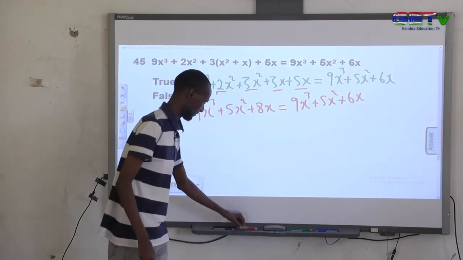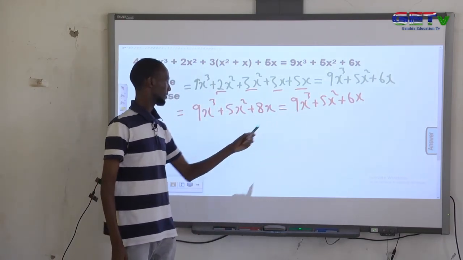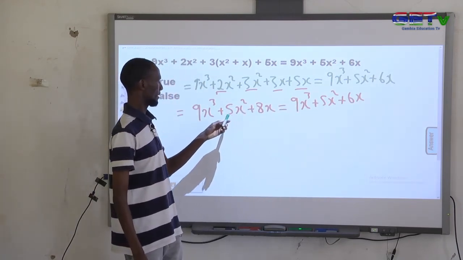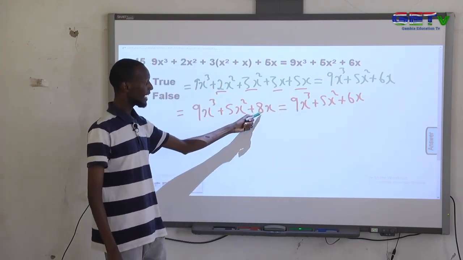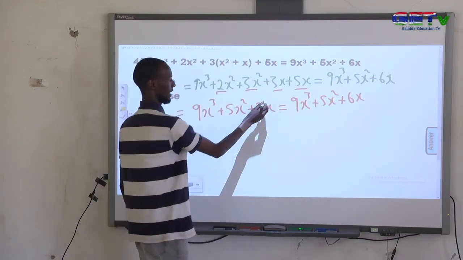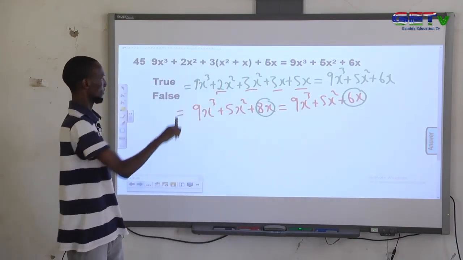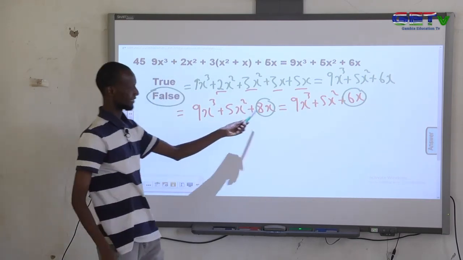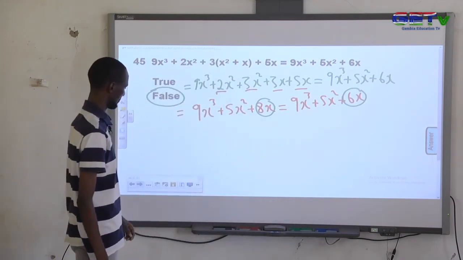Now let's do our comparison. 9x to the power 3, 9x to the power 3. 5x squared, 5x squared. Then you have 8x and then 6x. And that is where the trouble comes. Because now 8x is different from 6x. So therefore, all of this now is a false statement simply because the last terms were different. So that is a false statement.